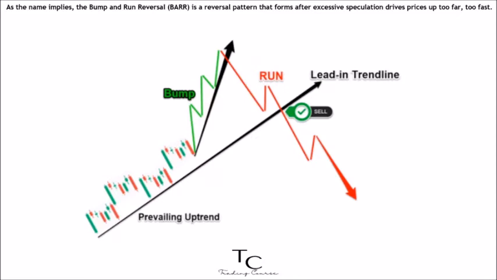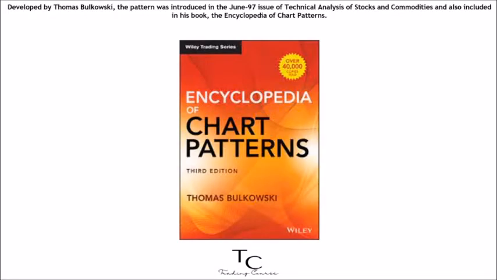As the name implies, the bump and run reversal, BAR, is a reversal pattern that forms after excessive speculation drives prices up too far, too fast. Developed by Thomas Bulkowski, the pattern was introduced in the June 97 issue of Technical Analysis of Stocks and Commodities and also included in his book, The Encyclopedia of Chart Patterns.